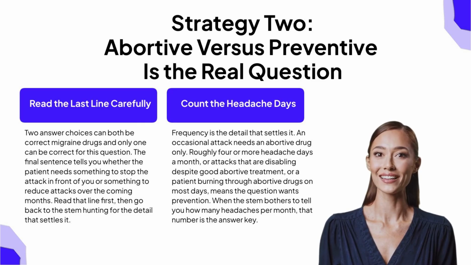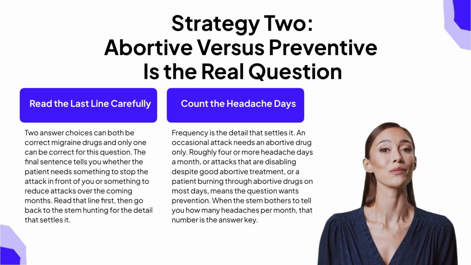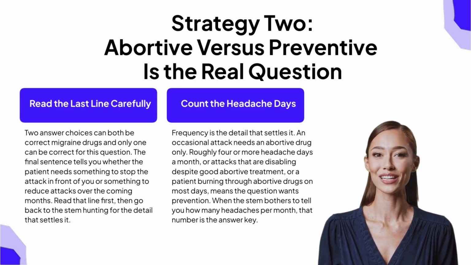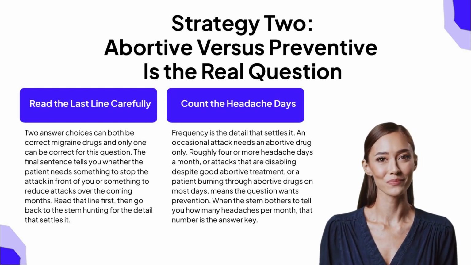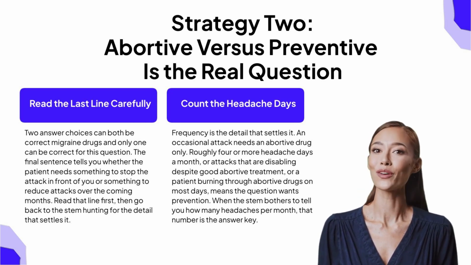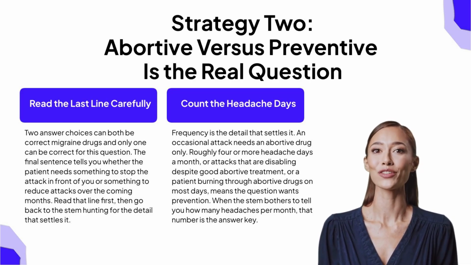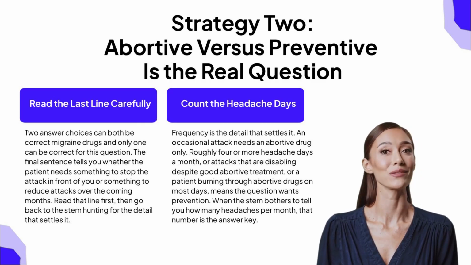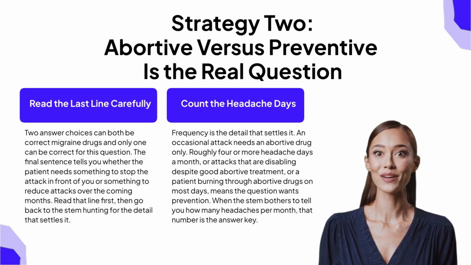An occasional attack needs an abortive drug only. Roughly 4 or more headache days a month, or attacks that stay disabling despite a good abortive drug, or a patient using abortive medication on most days, means the question wants prevention. Here is the rule that will win you points. When the stem takes the trouble to tell you how many headaches per month, that number is the answer key. Writers do not include a frequency by accident.